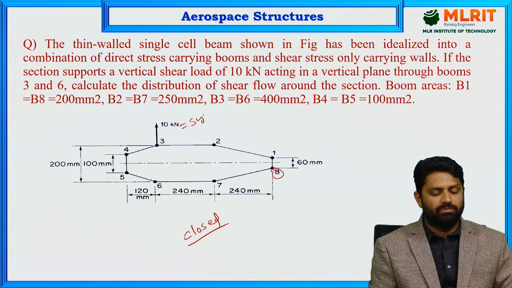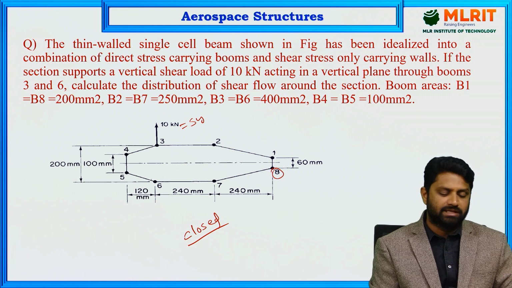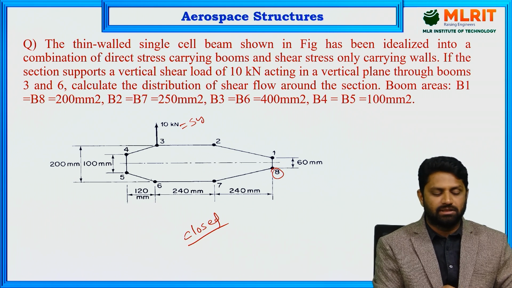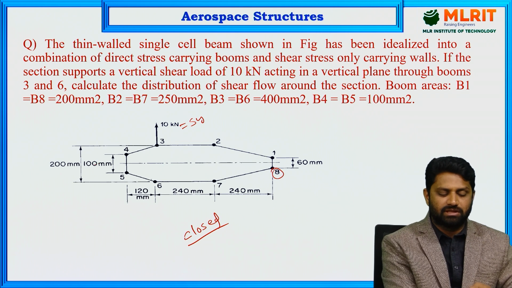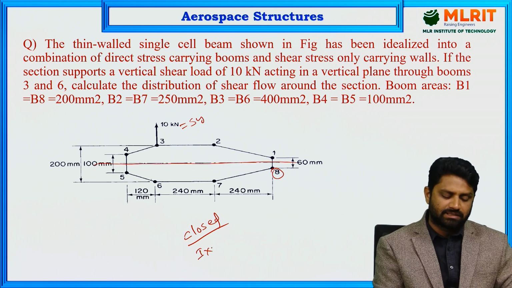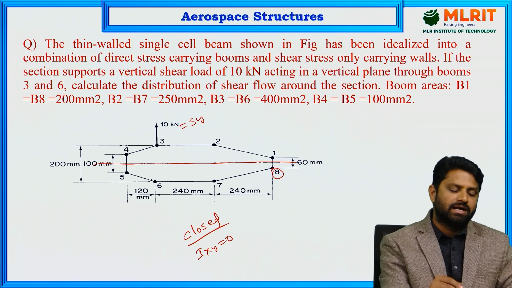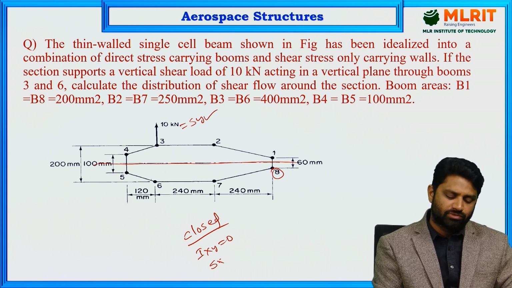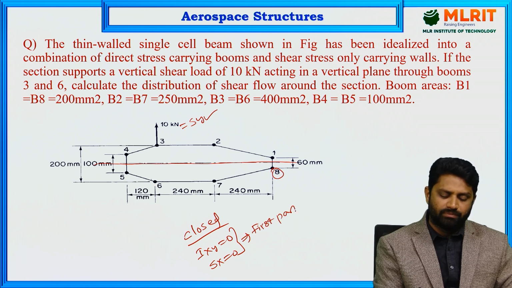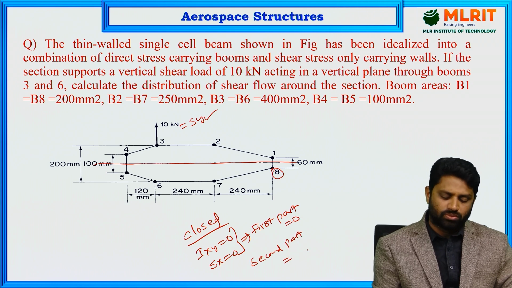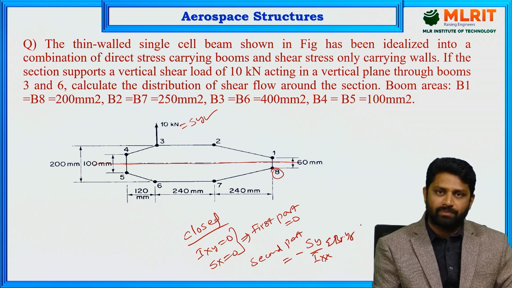Before we go into the formula, by looking at this diagram we can draw one conclusion: the given figure is symmetrical about the horizontal axis, so you can consider IXY, the product of inertia, as 0. Since only the vertical shear load is given, the horizontal shear load is also 0. Because of these two values, the first part in the shear flow distribution formula becomes 0, and in the second part we are left with only minus SY by IXX, summation BR YR, plus we need to add QS naught. This is how the formula reduces.